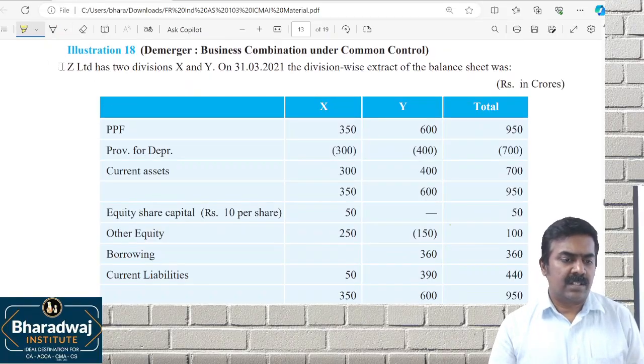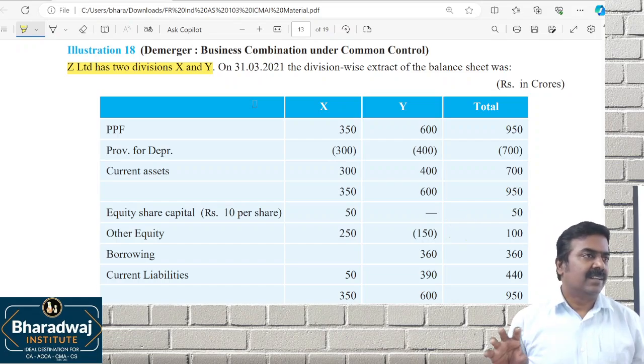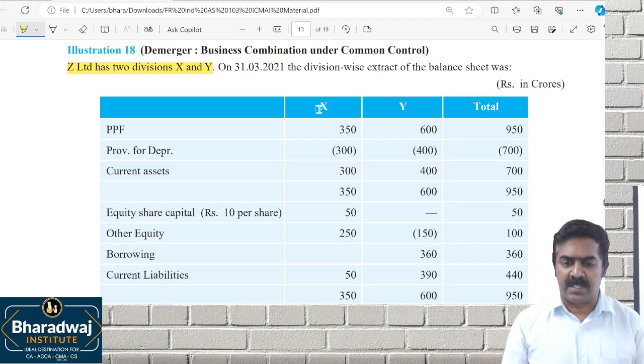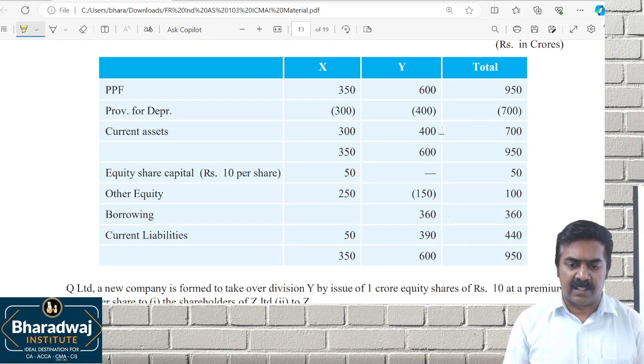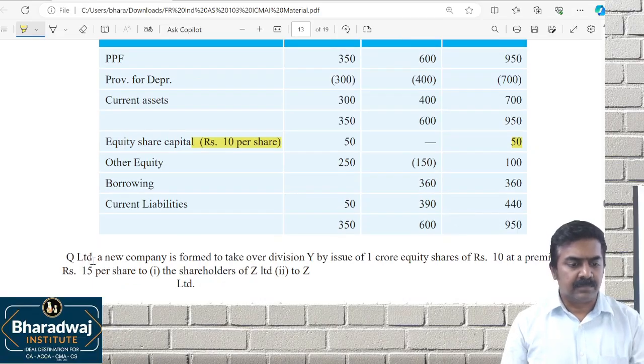Look at this. Z Limited has two divisions. We are in the books of Z Limited. We own two departments or two businesses, X and Y. Details are given to us. Total share capital is 5 crore shares of 10 each.